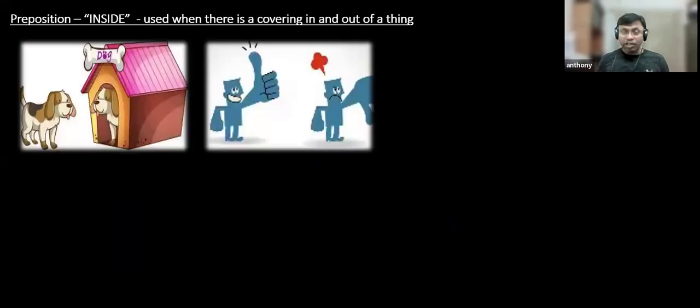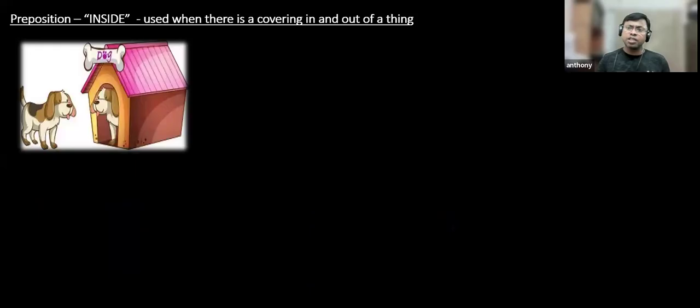Yeah. So inside, in and inside. Now inside, there's only one difference. I was going through a lot of information, only one difference. Inside means, when there's a cover, I want everyone to remember only one thing for inside. What is the difference between in and inside? Inside we use when there is a cover. You can see the definition also. Preposition inside used when there is a covering in and out of a thing. The covering. One dog is inside the house, other dog is outside.